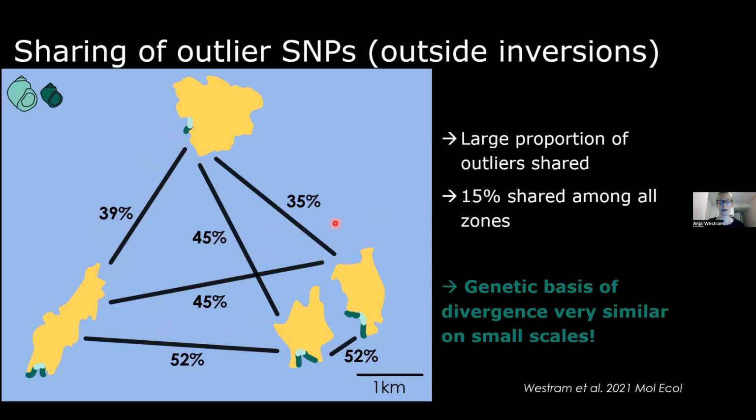So this is quite a high proportion of outliers that are shared between these different islands, because, I mean, maybe you think, okay, 40%, it doesn't sound that high, but you need to consider that these kind of data are always extremely noisy. So even if there was 100% sharing, you would certainly not observe 100%, because there's too much noise in the data. So 40 or 50% sharing is certainly a very high proportion of shared adaptive variation between these different islands. And so it really looks like the genetic basis of divergence is very, very similar on these small geographical scales that we studied here.